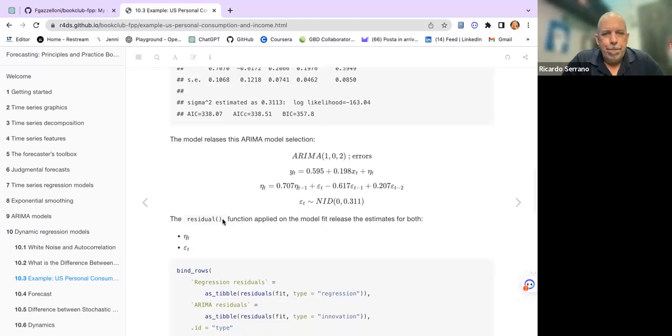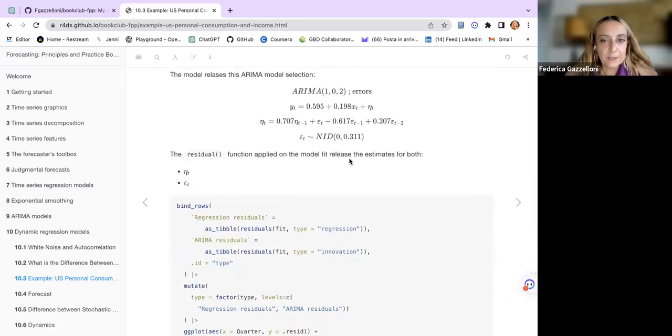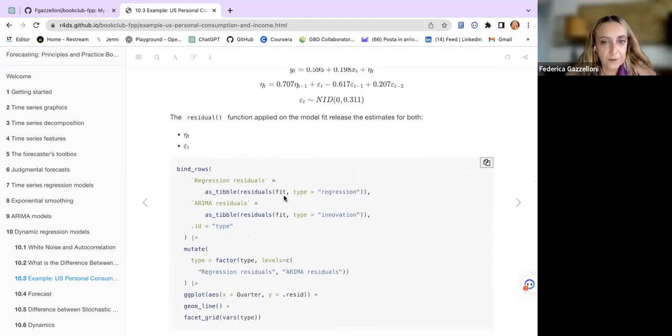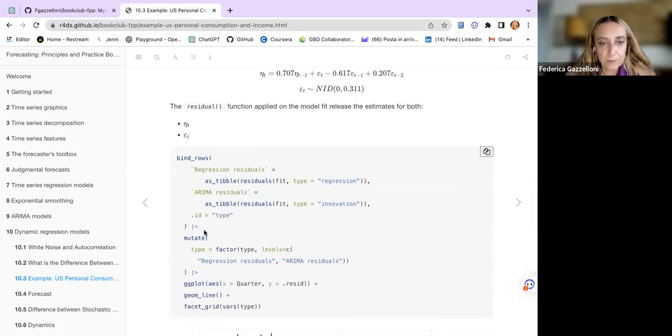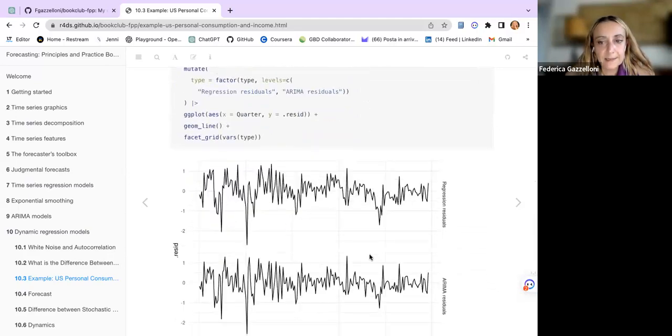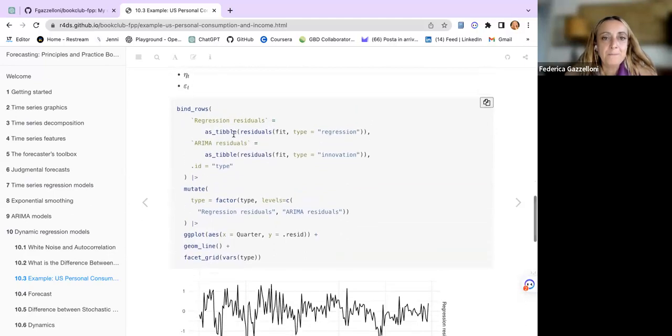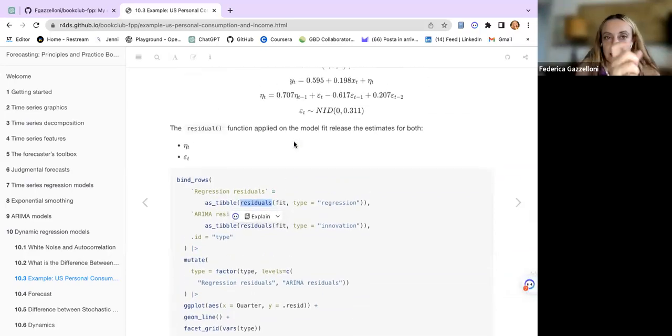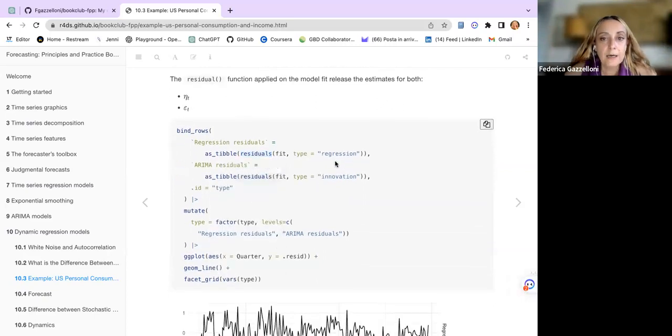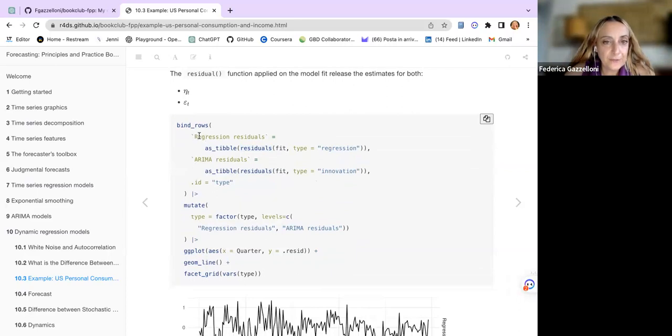Correct. Okay, so we apply the residuals function on the model fit, which releases these values. Basically here they bind the rows in a way that you can see the residuals. We have the regression residuals and the ARIMA residuals. How did they do it? Basically the model fit is used as the main argument in the residuals function, which does the difference and releases the residuals for the regression and for the innovation. So we have these two types. And the first one is ARMA, without the innovation or the difference.